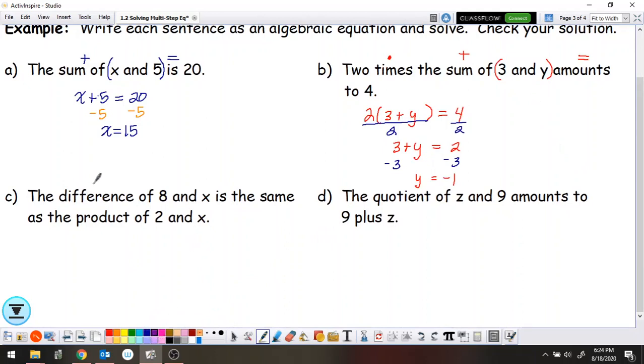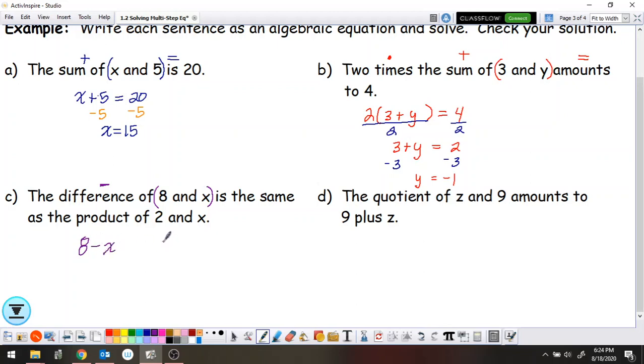The difference is subtraction of 8 and x. Now something you need to keep in mind, and this works for difference and it works for quotients, like we'll see in the next sentence. Whatever is stated first in the sentence must be written first in the equation. So since 8 comes before x in the sentence, it needs to be written before x in the subtraction.